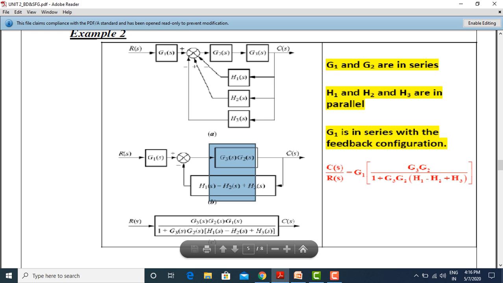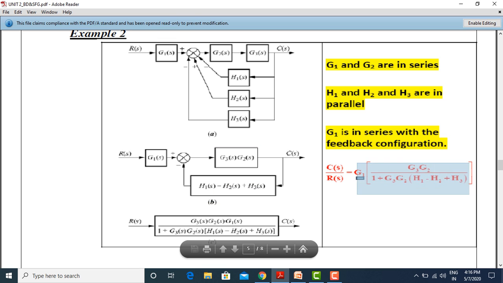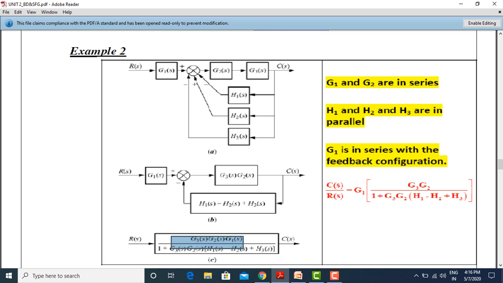So if we remove this, what will happen? G1 and this block will be in series, so just multiply it by G1. Just solving this will get the answer. G1 and G2 are in series, then H1 H2 are in parallel, then G1 is in series with this feedback configuration, then we will get the answer. This type of simple problem will be there. We can easily reduce the block diagram in this way.